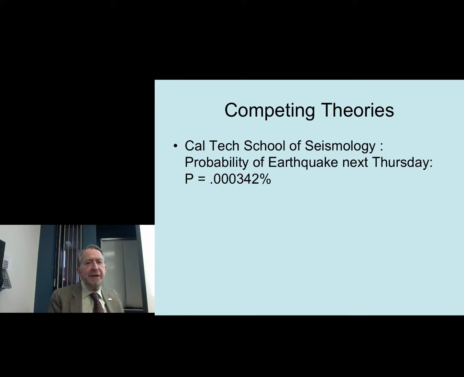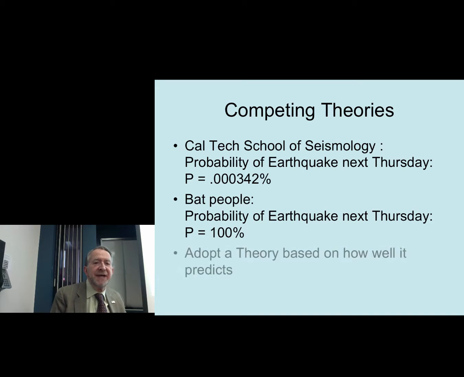And this was the example I used in the other film, where you had competing theories about earthquakes. It turns out that the bat people have been predicting correctly all over the world to the city and the day, and so the economist would go with the bat people's prediction because that's the one that has the best record of prediction.